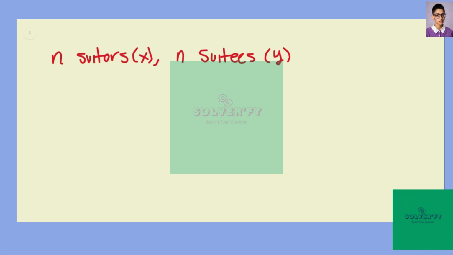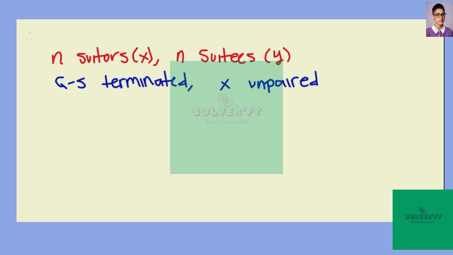So for proof by contradiction, let's assume that the algorithm terminated. So the GS algorithm has terminated, leaving some x unpaired. Well, then that means that there is some y, some suitee, that is also unpaired, because this algorithm doesn't allow for triplicates to join up, only pairs. And since there's n of x and n of y, if one x is unpaired, then one y must be unpaired.